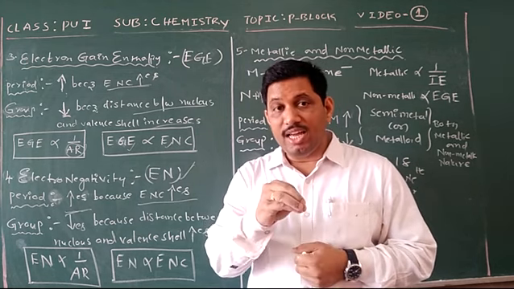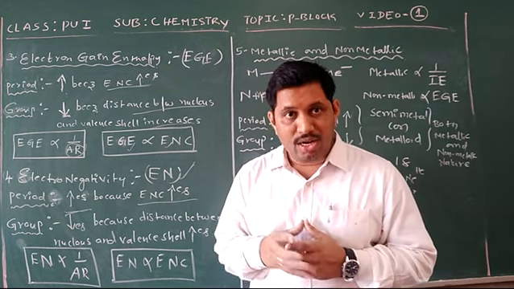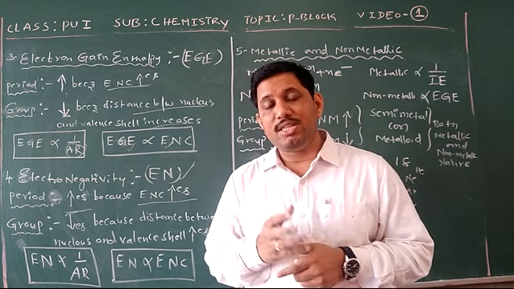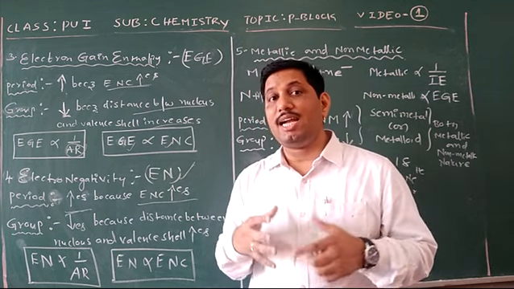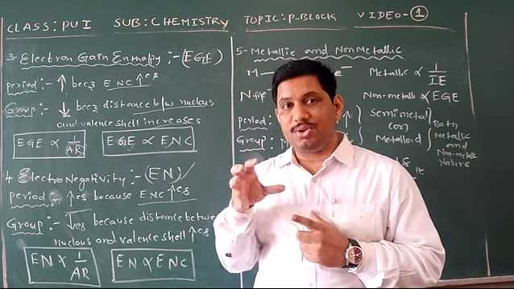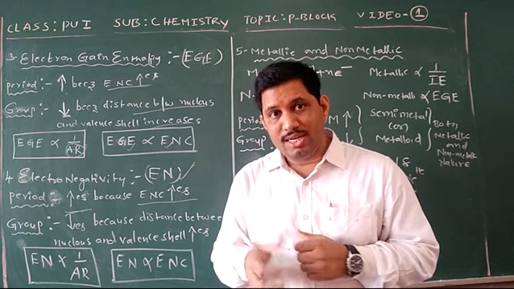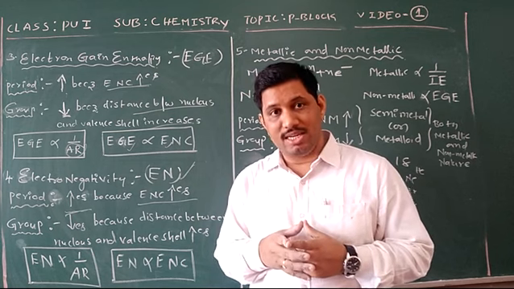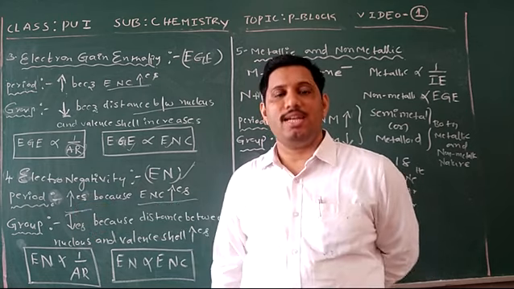Here, students, the electronegativity definition is important. The relative tendency of attracting the shared electron pair towards itself in a covalent molecule is known as electronegativity. Across the period, effective nuclear charge increases, attraction capacity increases, therefore electronegativity values also increase. Down the group, the distance between the nucleus and the valence shell increases, hence attraction capacity decreases, hence the electronegativity values decrease.